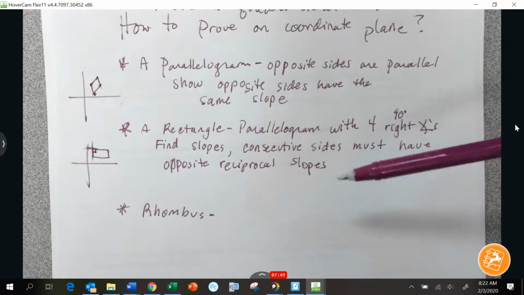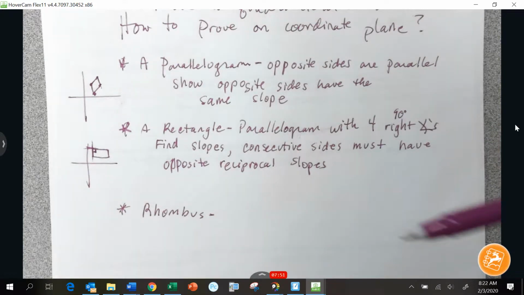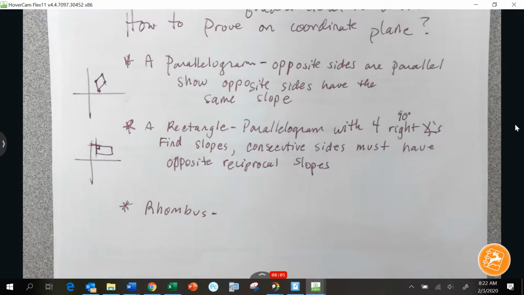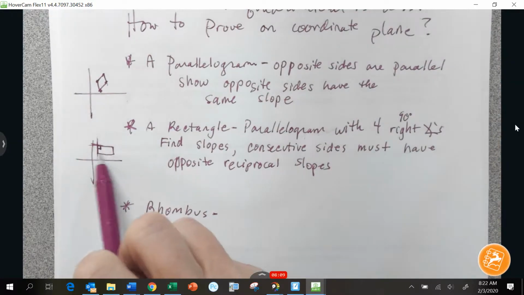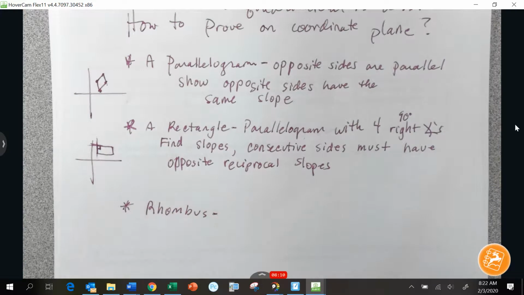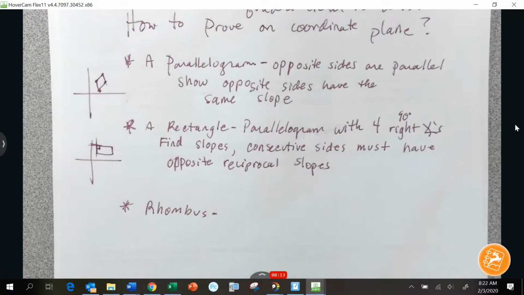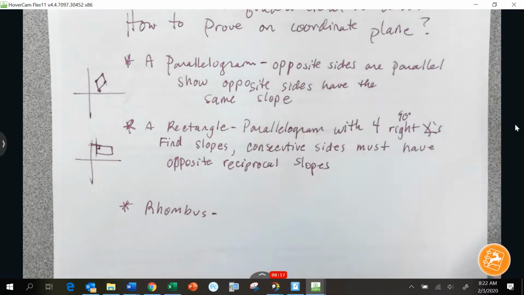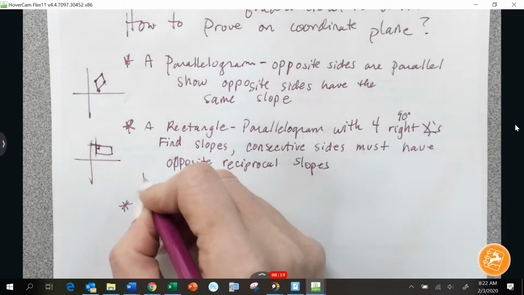Then we need to find the length of two consecutive sides to make sure they don't have the exact same length to make them a square. How do you find length on the coordinate plane? How do we find how long something is on the coordinate plane? It's called the distance formula. And I can rewrite it on this paper too if you need it again. But we're going to use the distance formula.